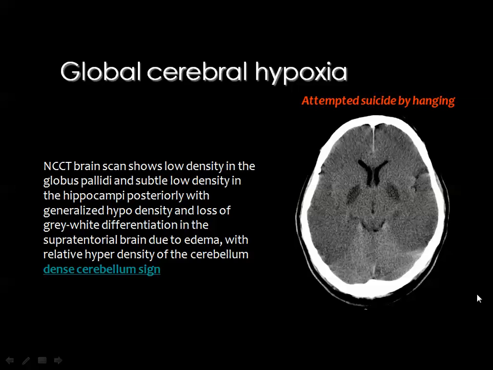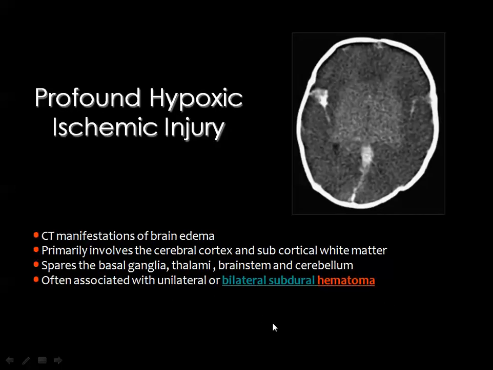Then you see the global cerebral ischemia. There is diffuse hypodensity of the brain parenchyma involving the cortex and the medulla, with selective or severe involvement of the medial part of the lentiform nuclei, the globus pallidus, and you can see that the cerebellum is spared, what we call the reversal sign or the dense cerebellar sign.